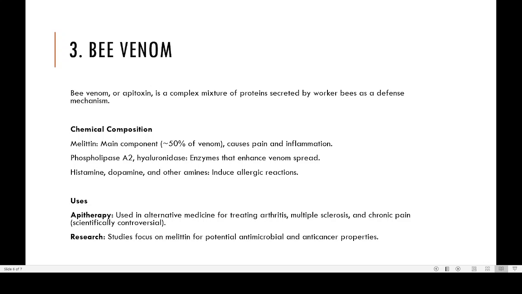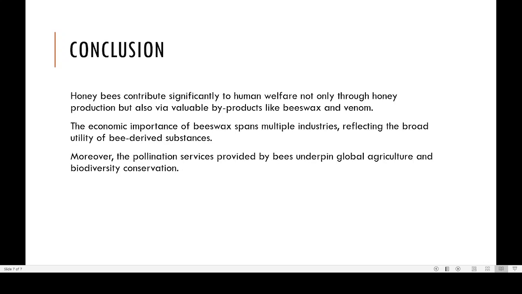Studies focusing on melittin for potential antimicrobial or anti-cancer properties are also going on. So we don't know how effective it is. There may be some effectiveness for venom in anti-cancer or antimicrobial properties also.